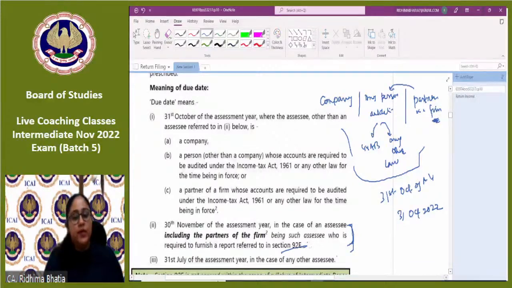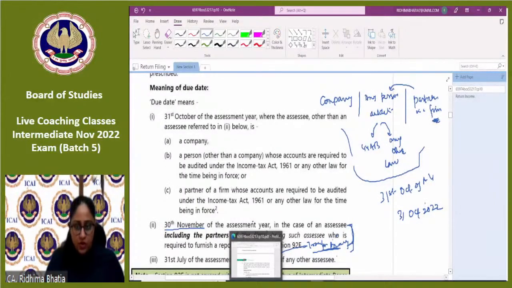एक प्रोविजन होता है ट्रांसफर प्राइसिंग. जब आप इंटरनेशनल ट्रांजैक्शंस करते हो या डोमेस्टिक ट्रांजैक्शंस करते हो ऑफ अ सर्टेन वैल्यू विद रिलेटेड पार्टीज, एक अलग से रिपोर्ट जाता है. ठीक है, इसका पूरा एक चैप्टर है, पूरा important chapter है at final level. So if transfer pricing provisions are applicable to you, then the due date becomes 30th November.